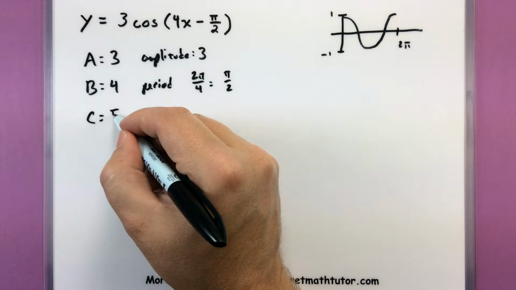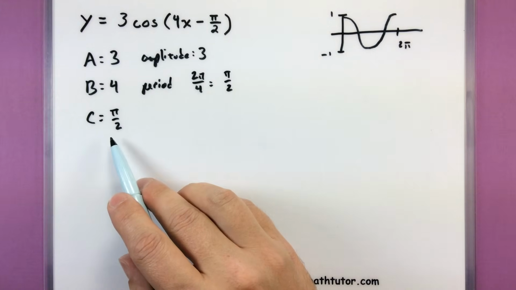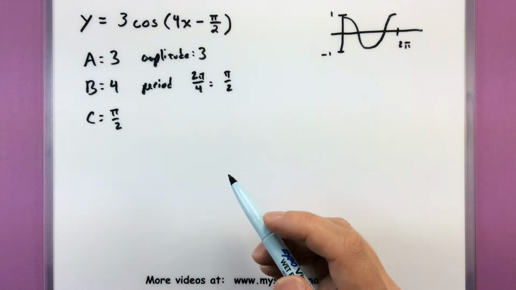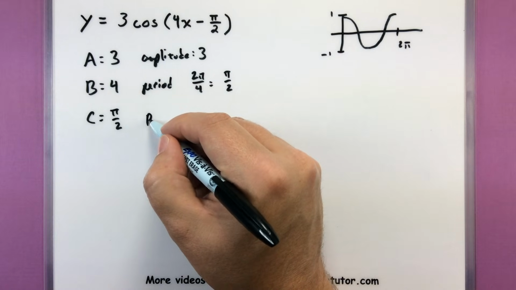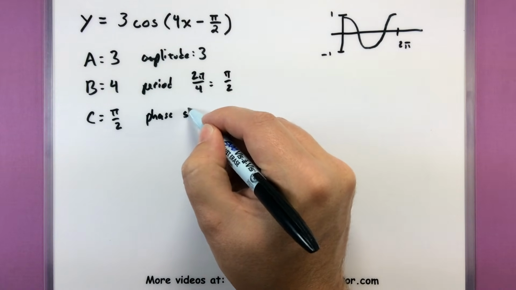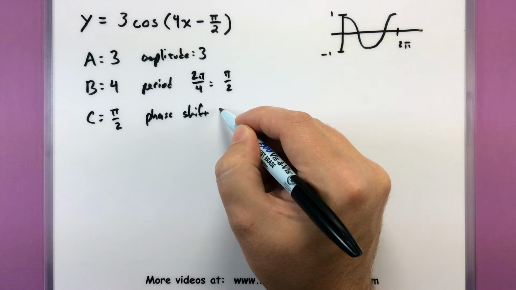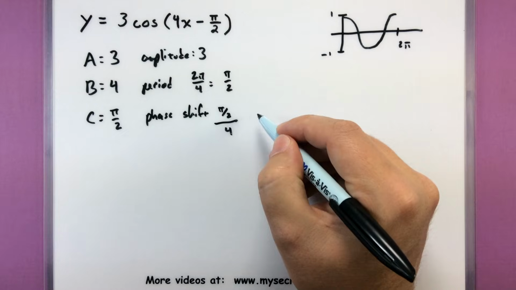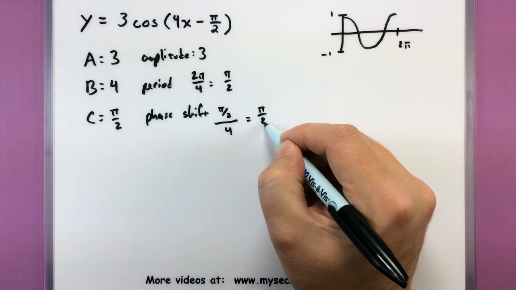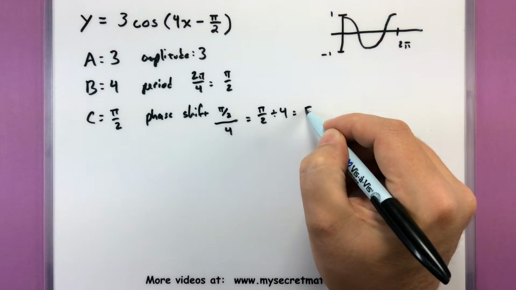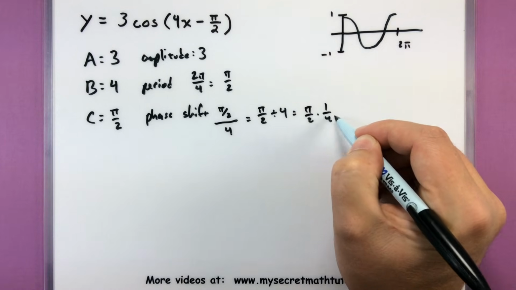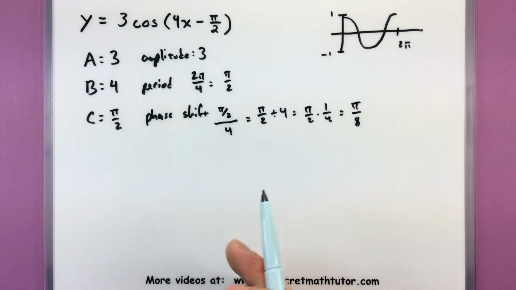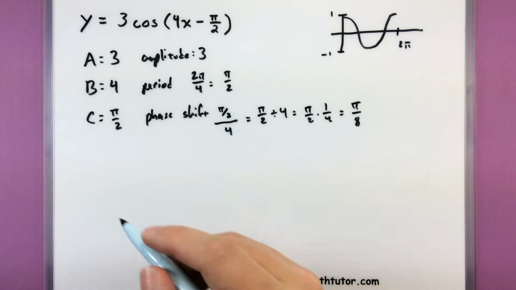On to C. C is pi over 2. Notice how in this case I'm not taking the negative sign because it already has the negative sign in there. So just pi over 2. So our phase shift, we will take this pi over 2 and divide it by B. So we're going to divide this by 4. So pi over 2 divided by 4, which is pi over 2 multiplied by 1/4, which is pi over 8. So we're going to move it over pi over 8.